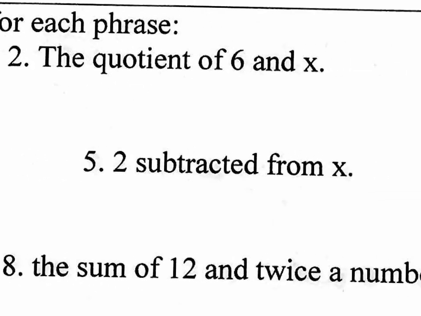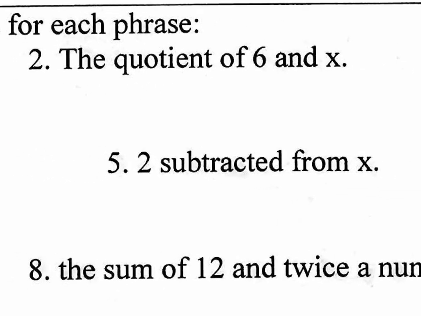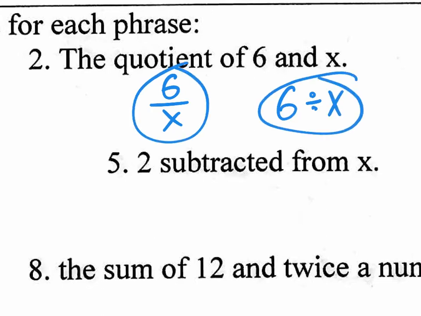So move on, number 2. What does quotient mean? Divide. So you could write it like this, 6 divided by x, because quotient means divide. Or you could put 6 divided by x. Either one of these is perfectly fine.